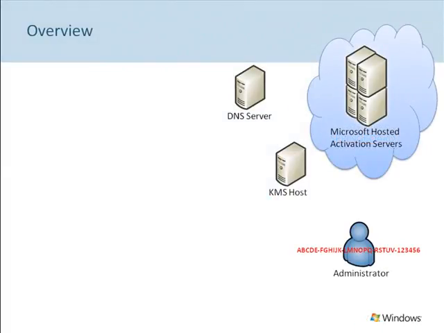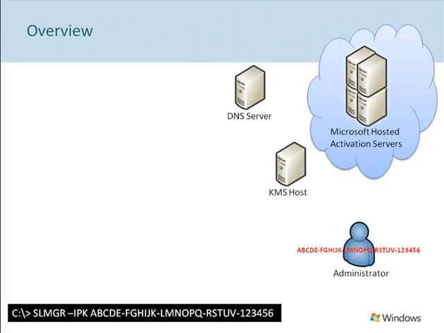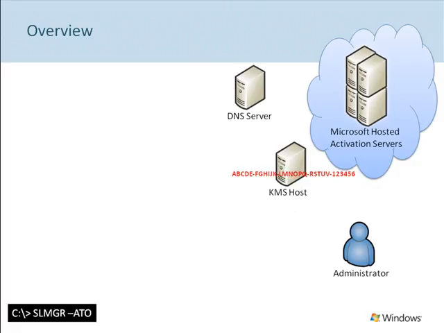We have an administrator who has been issued a Volume License Edition product key. The administrator designates one computer as the Key Management Service, or KMS host. KMS does not require a dedicated system and can be co-hosted with other infrastructure services, such as DNS or Active Directory. The administrator then uses the slmgr command to input the product key into the KMS host server. Once the product key has been installed, the administrator again uses the slmgr command to activate the Key Management Service.